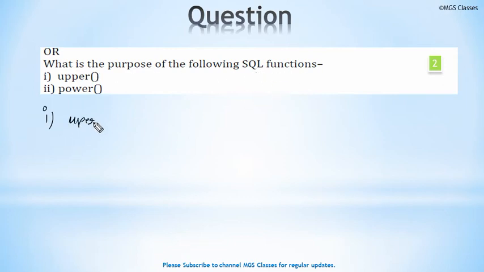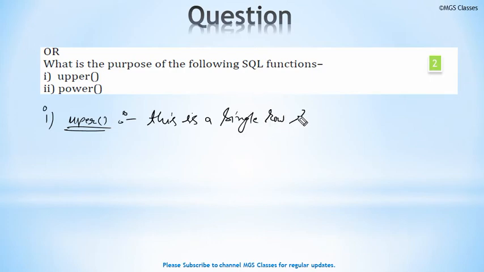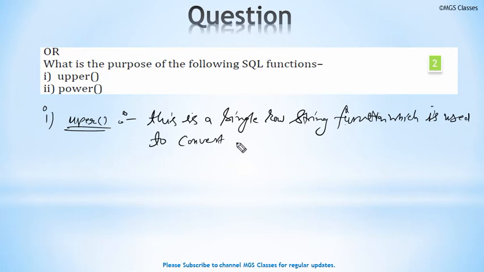Upper function is basically used to convert the string into uppercase. This is a single row string function. You can write it like this: this is a single row string function which is used to convert the string or text into uppercase. So if you pass any string, it will convert it into uppercase.